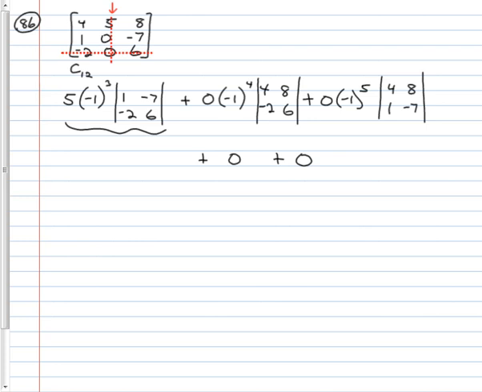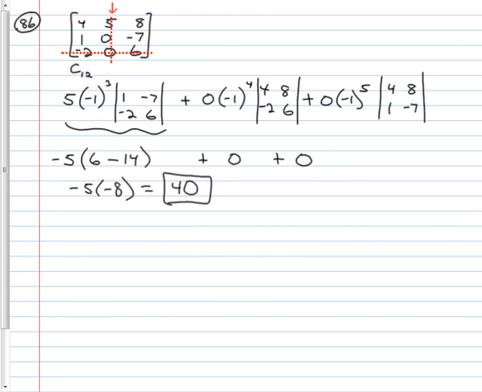-1 cubed is -1. Times that 5 is a -5. So we know it's going to be -5 times, now we need to do the determinant. So 1 times 6 is 6, minus 14. So we get negative times a negative, -5 times a negative 8, which equals 40. There's the answer to the determinant of that matrix. It's 40.